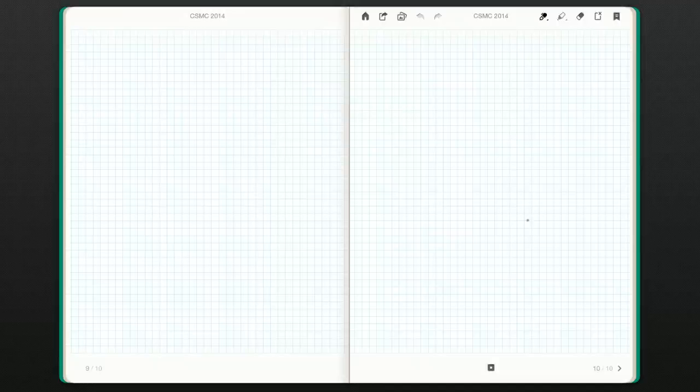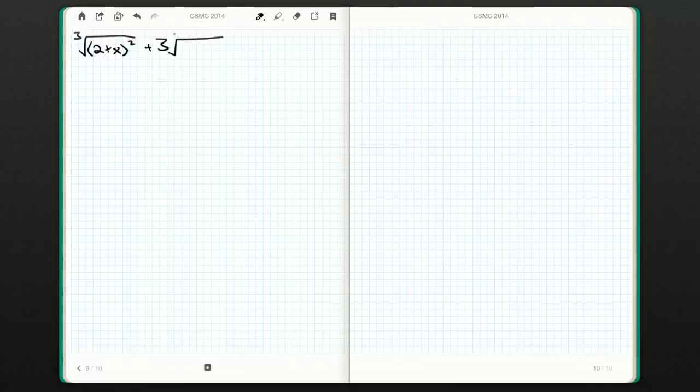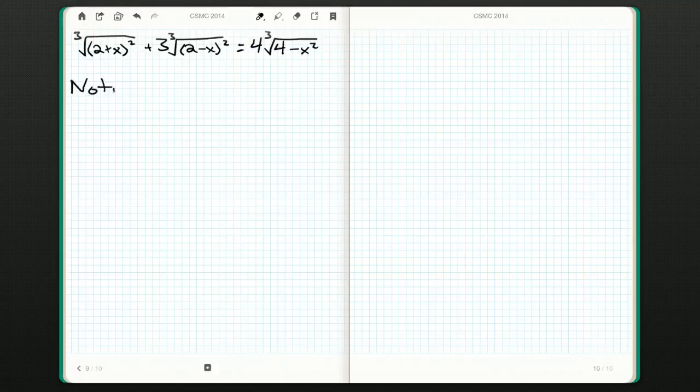So, what are we trying to do? Always a good idea to write it down to refresh our memories. The cubed root of 2 plus x squared, and then 3 times the cubed root of 2 minus x squared, equals 4 times the cubed root of 4 minus x squared. So I would say the big key to doing this question is to realize that 4 minus x squared is the same as 2 plus x times 2 minus x.